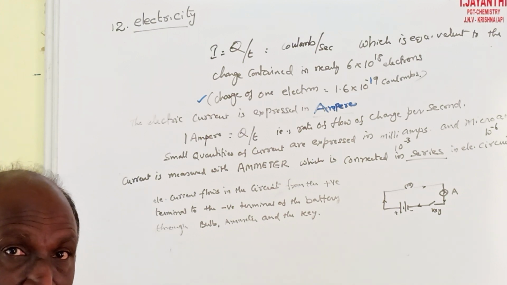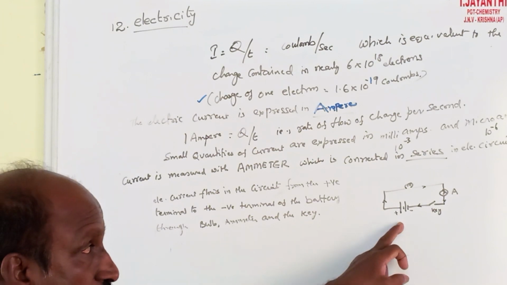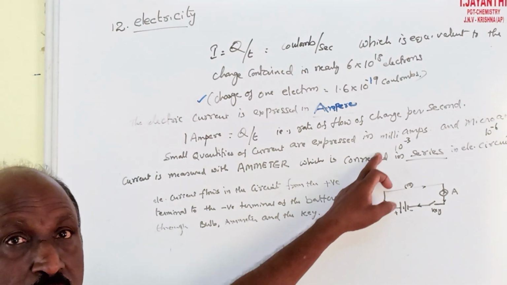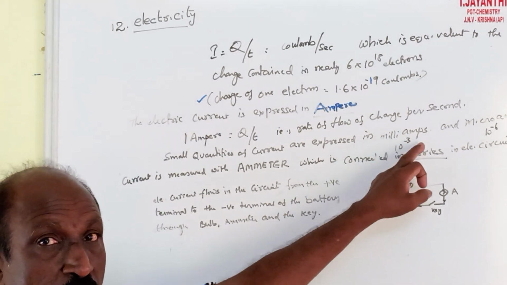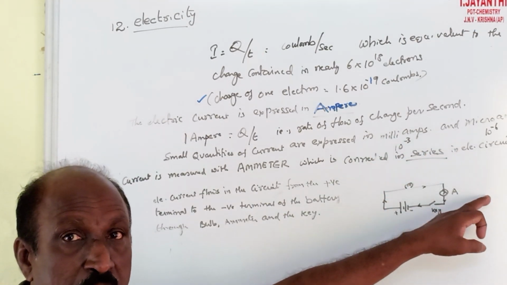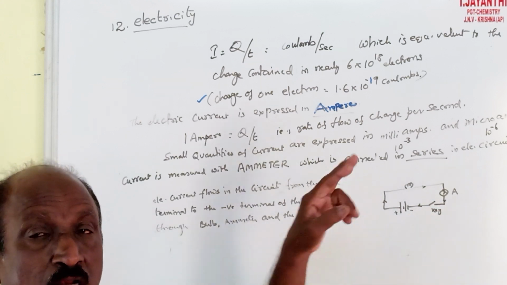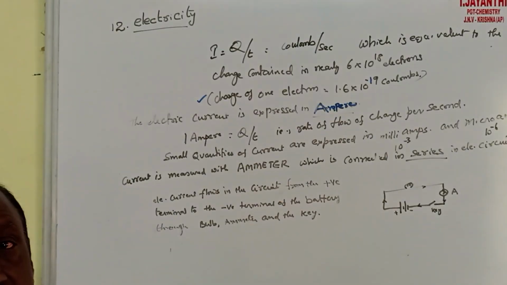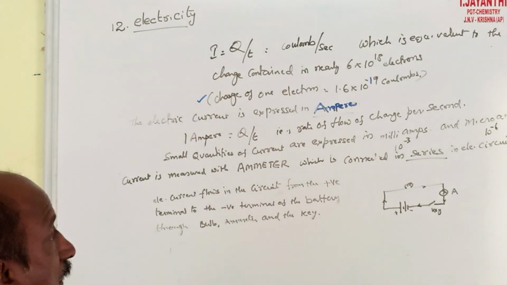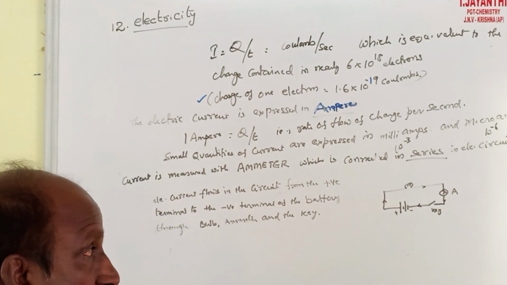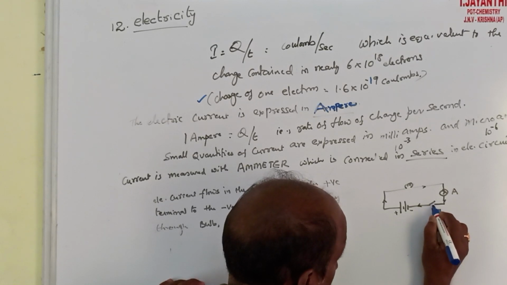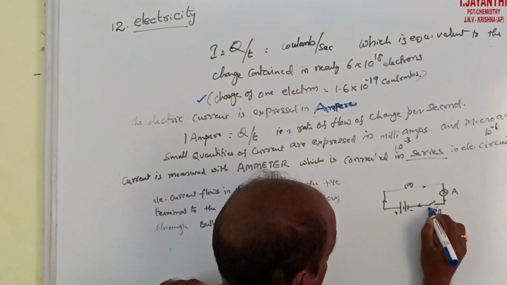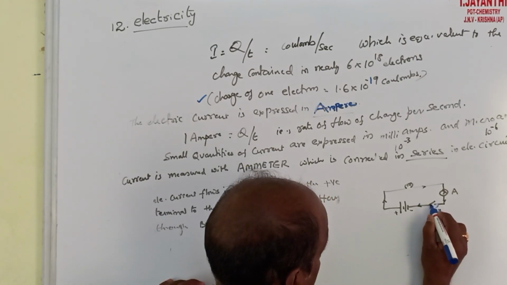How this current moves in this electrical circuit from the positive terminal to the negative terminal of it, through the bulb, ammeter and the key, all connected in a series. Okay, and the importance of the key I have already mentioned in the previous class.